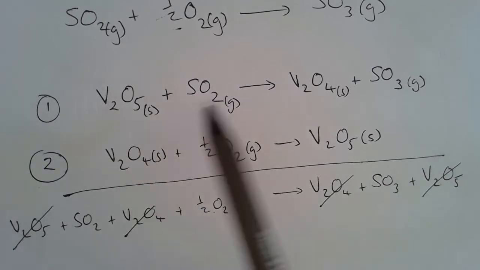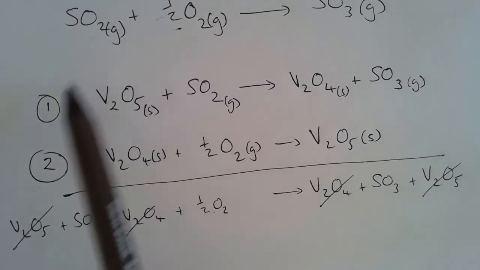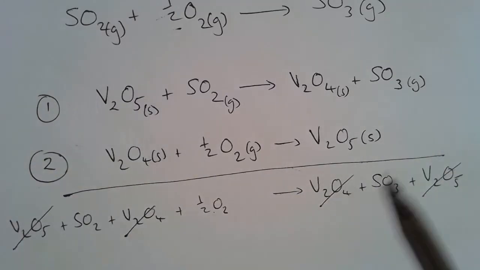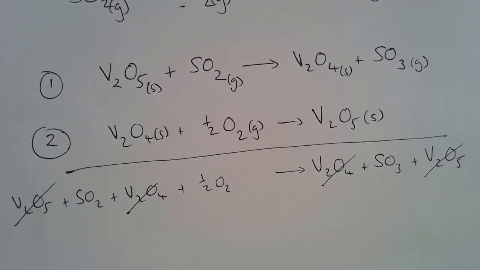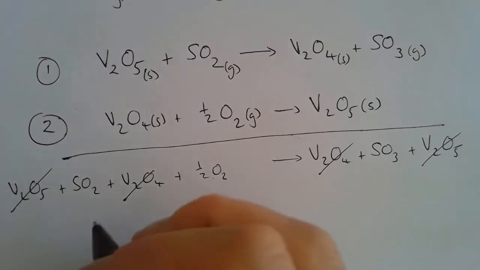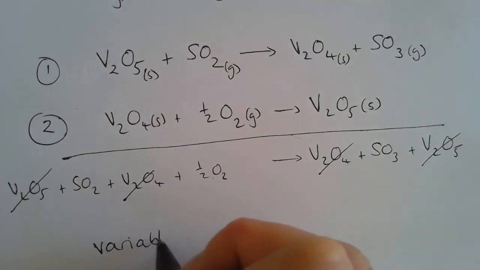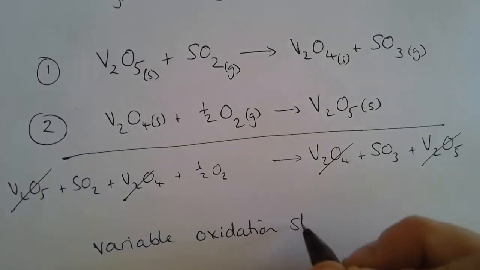So we can tell that the vanadium oxide is acting as a catalyst in this because it's a reactant in step 1 and a product in the final step, step 2 in this case. And although it's involved in the reaction, it's unchanged overall. So this is an example of a transition metal being able to act as a catalyst because of its ability to have variable oxidation states.